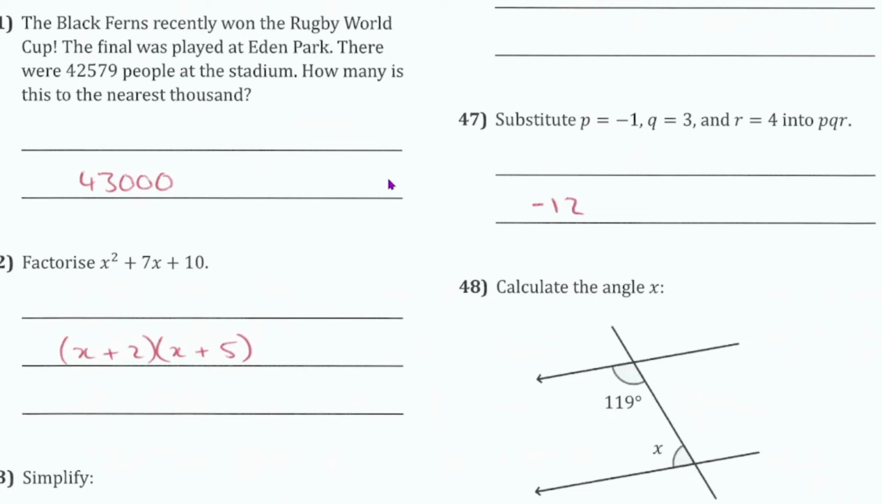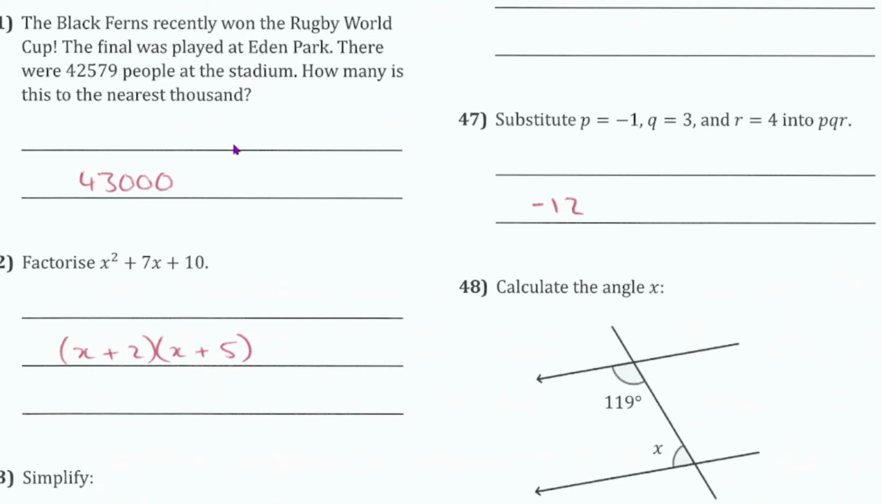The Black Ferns recently won the Rugby World Cup. How exciting! In the finals played at Eden Park, there were 42,579 people. How many is this to the nearest thousand? Now, a few of us, because I can understand, were like, well, it's 421 away from the nearest thousand? And I get where you're coming from, but what we're meaning is rounding there to the nearest thousand.